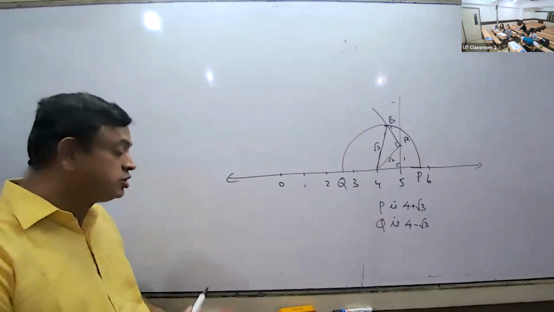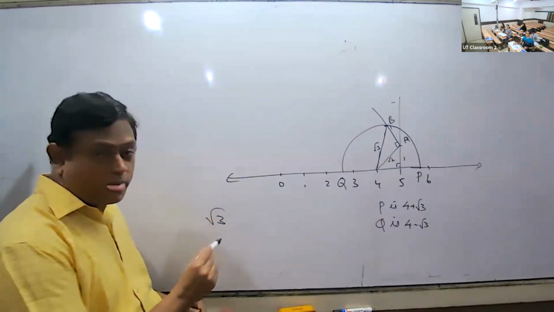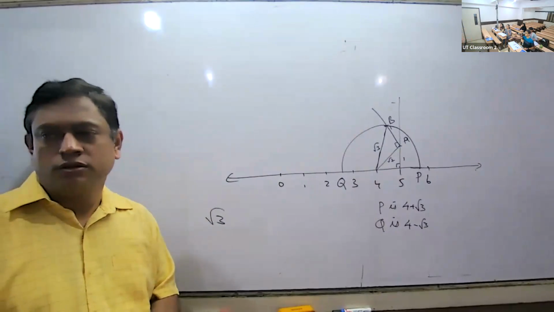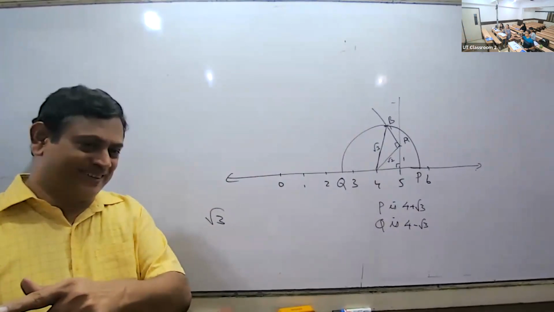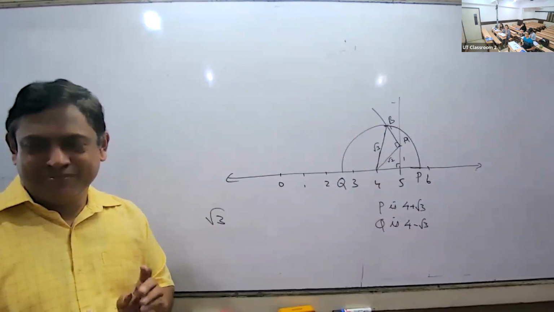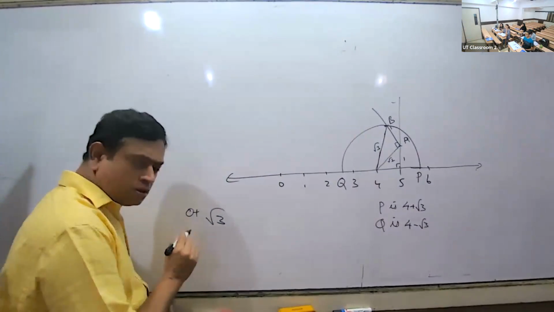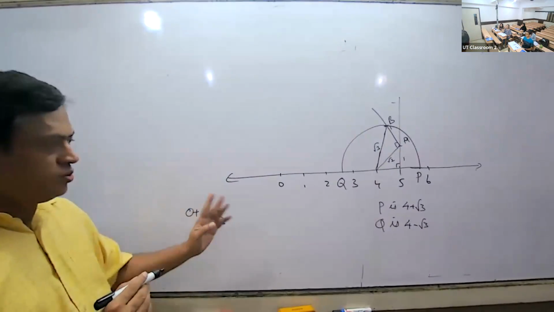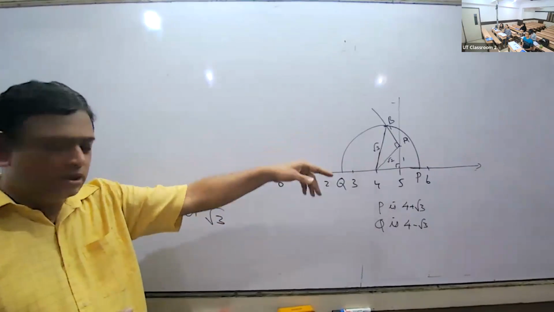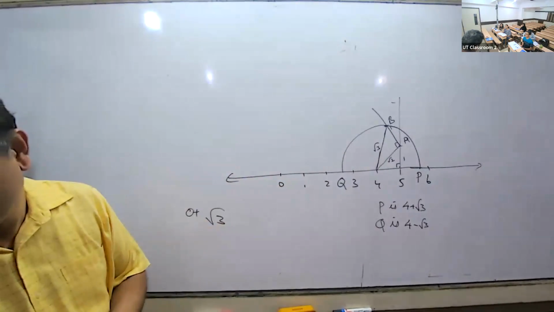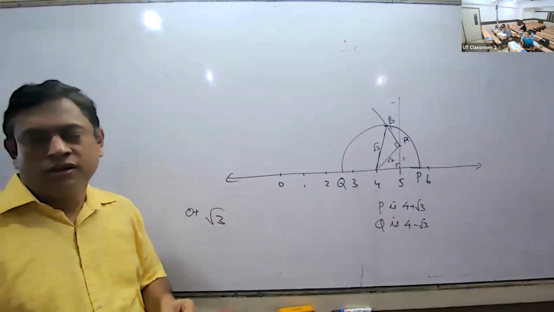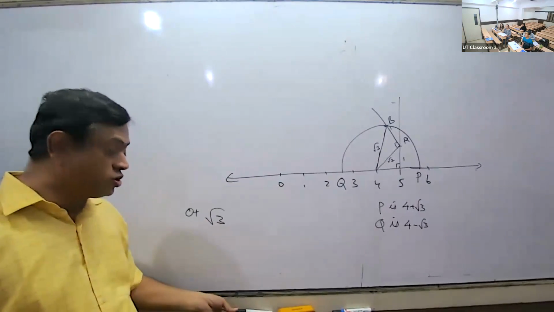If it is root 3, where do you have to draw the perpendicular? 2. That's right. Sure? Yes, sir. So root 3 means 0 plus root 3, 1. Okay, so 1 and 2 times you have to do, that's it. Okay, root 2 means where do you have to draw the perpendicular? For drawing root 2, where do you have to draw the perpendicular?